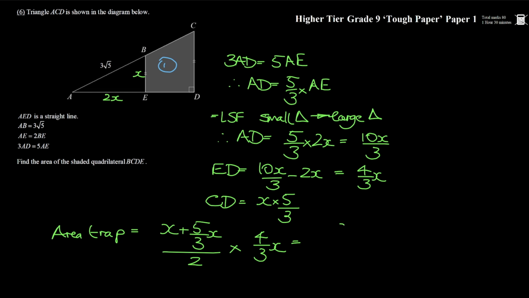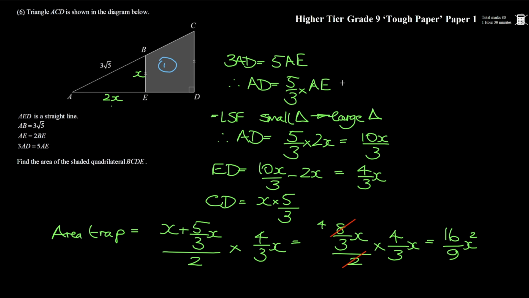And this works out to be 8 over 3x divided by 2 multiplied by 4 over 3x, which is equal to 16 over 9x squared. I think I've probably stayed in x a bit too long, because we now need to find x, and x is easily found by applying Pythagoras to the smaller triangle.